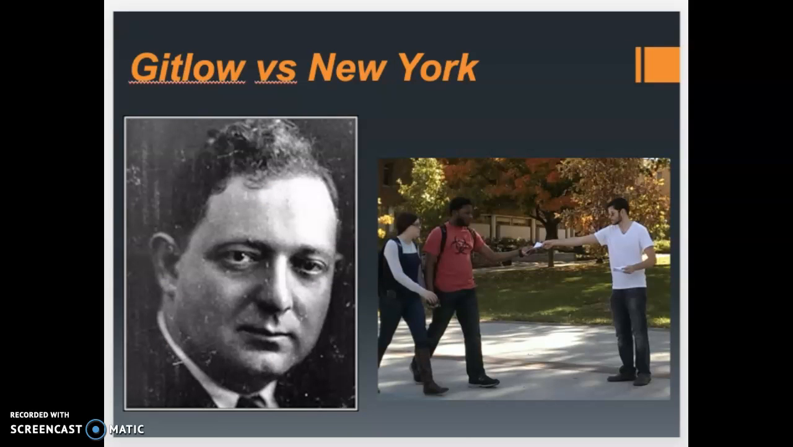In Gitlow versus New York, Benjamin Gitlow had been arrested and convicted under a New York state law of advocating the violent overthrow of the U.S. government, even though he did not actually attempt to overthrow it himself. He was just passing out flyers.